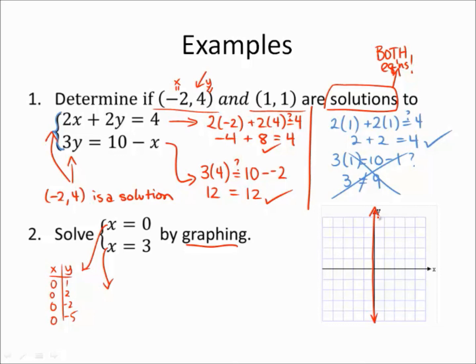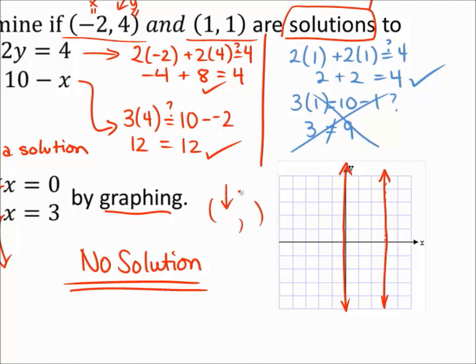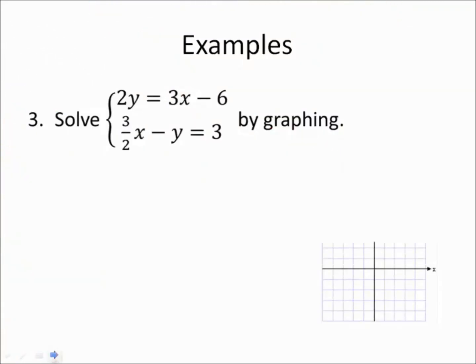Now, if x equals 3, similarly, all the x values have to be 3. So we've got this line here. Do those lines ever meet? They don't. Since they're parallel lines, they have the same slope, an undefined slope. You would say that there is no solution, because you will never, ever, no matter how hard you try, find a point that works for x equals 0 and x equals 3. Can you think of a point where the x value is 0 and 3 at the same time?